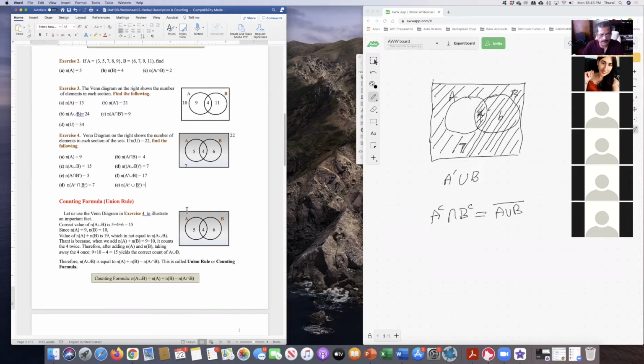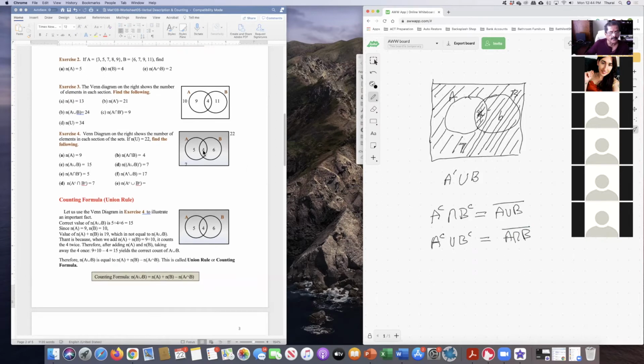Again, if you just look at A complement union B complement, it's hard to figure out what that is. But if you apply De Morgan's law, this is the same as A intersection B complement. I'm applying the De Morgan's law backwards. So A intersection B complement means everything outside of A intersection B. So A intersection B is 4. So everything outside of that is 6 plus 5 plus 7, right? So that's why it's 18.